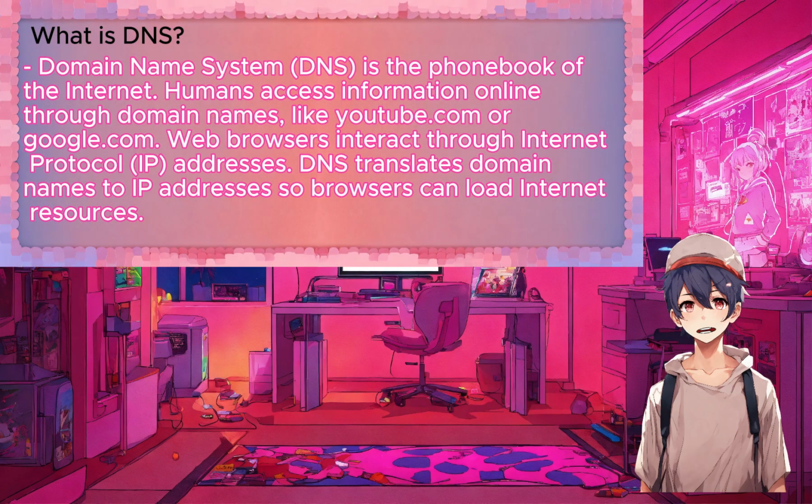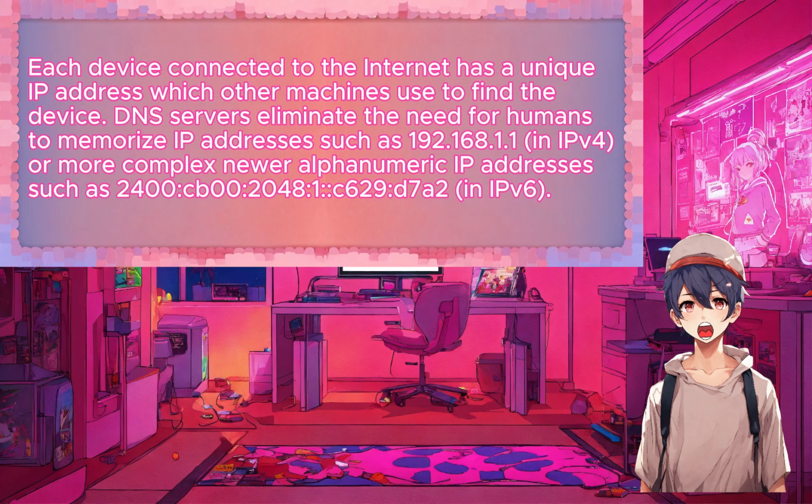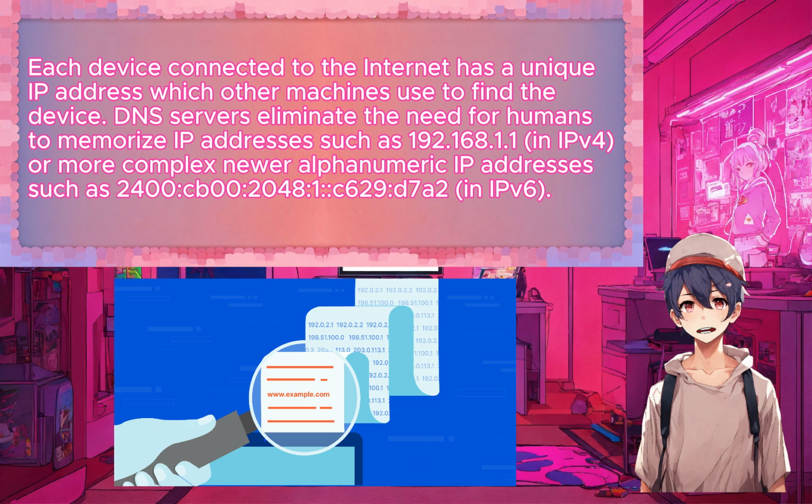And now, what is DNS? Domain Name System is the phone book of the Internet. Humans access information online through domain names, like YouTube.com or Google.com. Web browsers interact through Internet Protocol IP addresses. DNS translates domain names to IP addresses so browsers can load Internet resources. It has a unique IP address, IPv4, and IPv6, which is the more complex IP address.